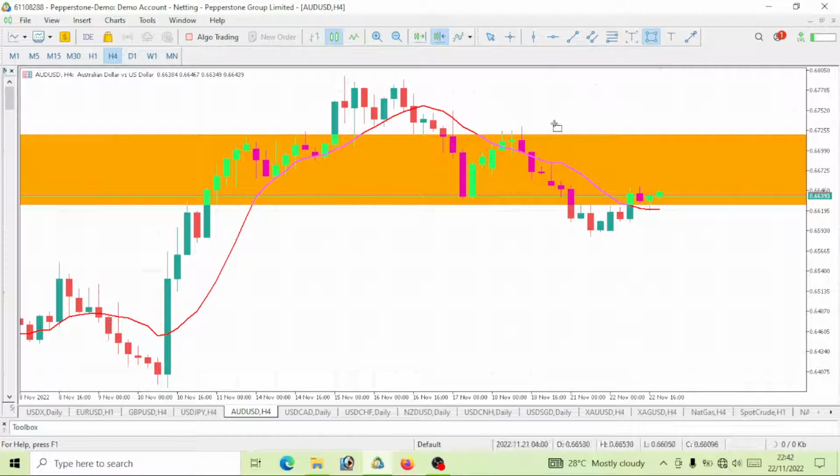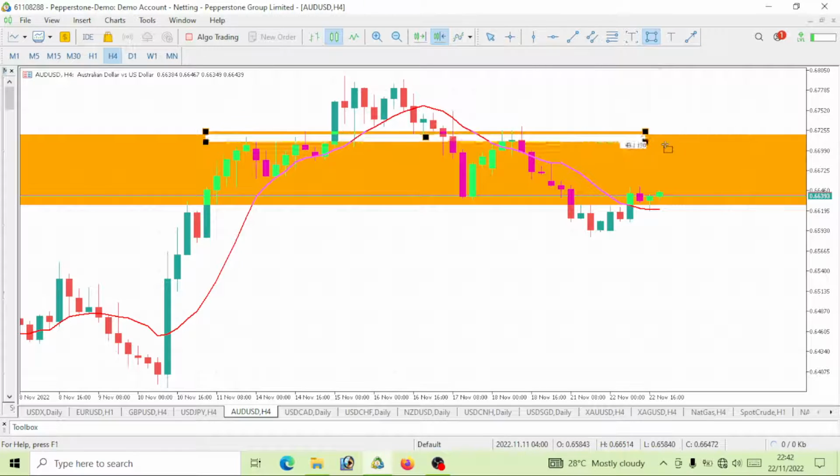Then you can now enter to go long, possibly take your stop loss at this stop level, and your take profits, by the way, at this level. Once you go long, you should take out your take profits here. So above all, guys, we'll be expecting a bullish move on AUD USD.